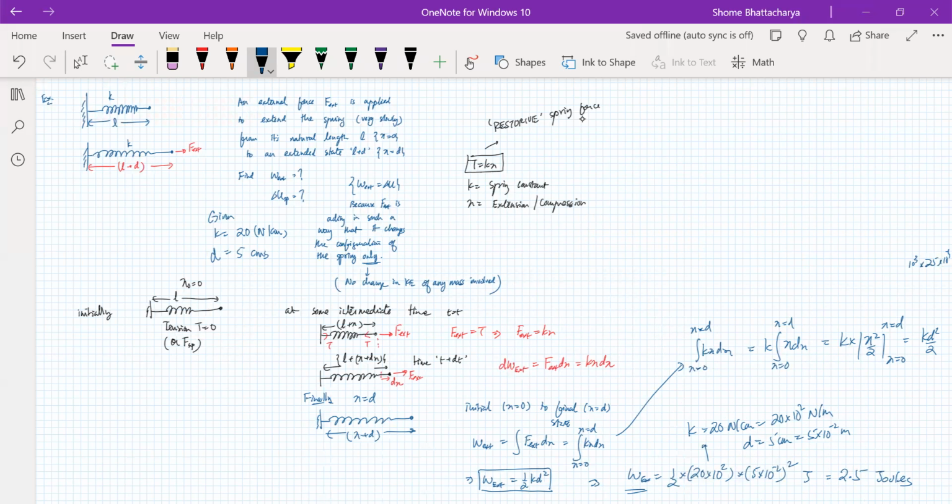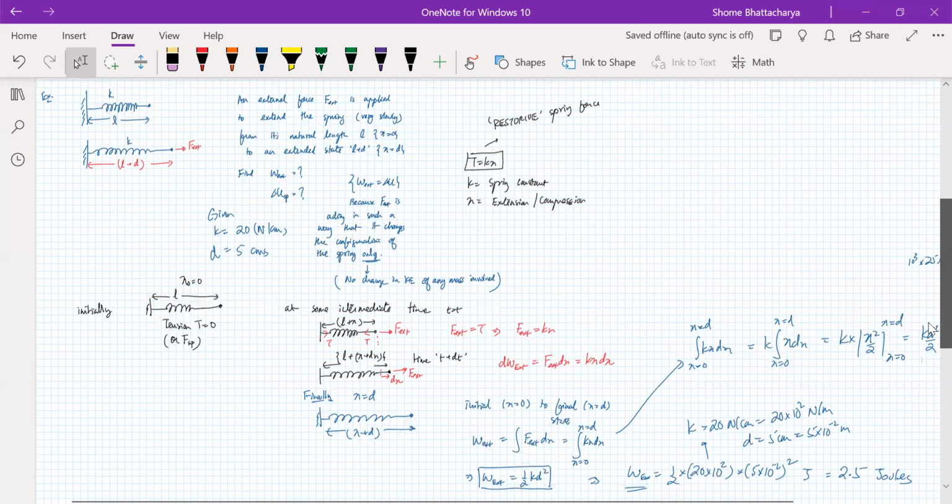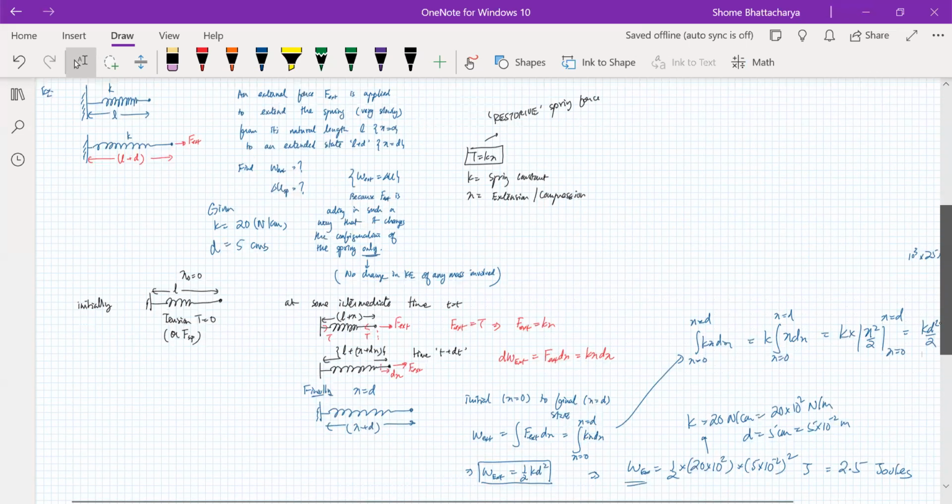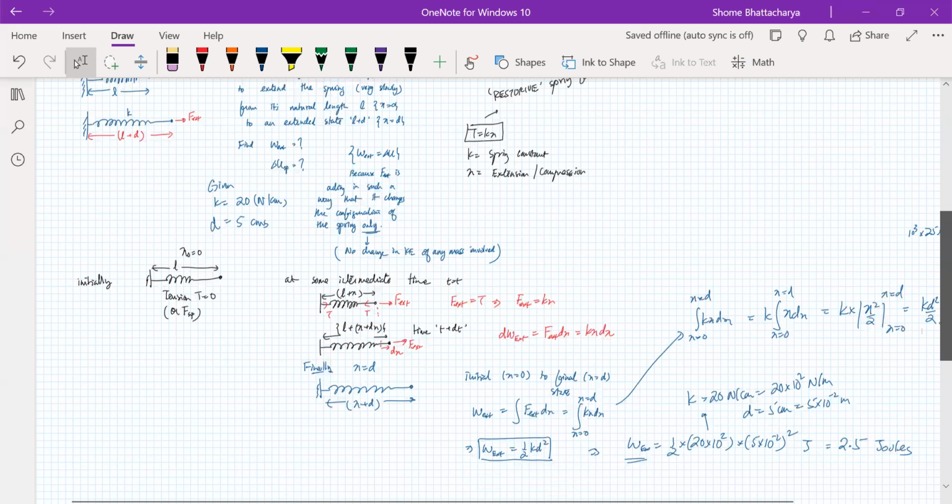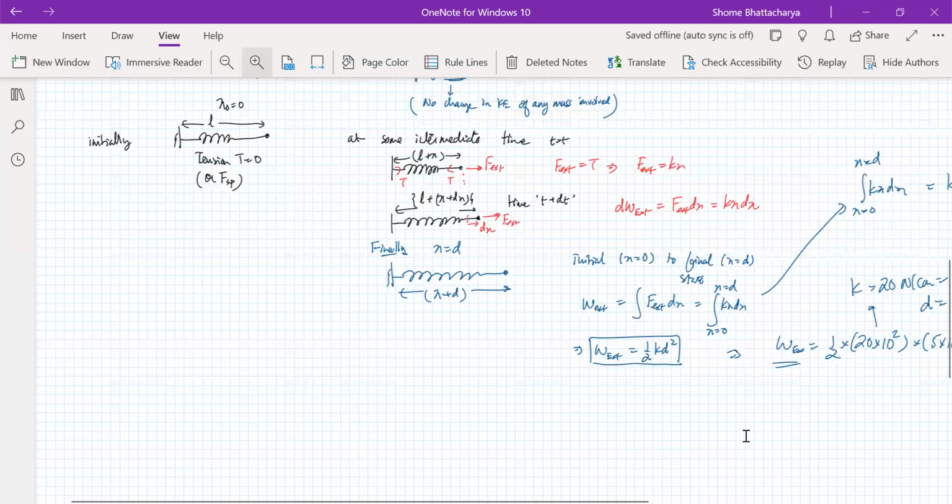Okay, so all of you understood how the work done by the external agent is equal to a positive quantity in this case, because he's applying force in the direction of displacement, he or she, whatever. It's towards the right, and the displacement is also towards the right.